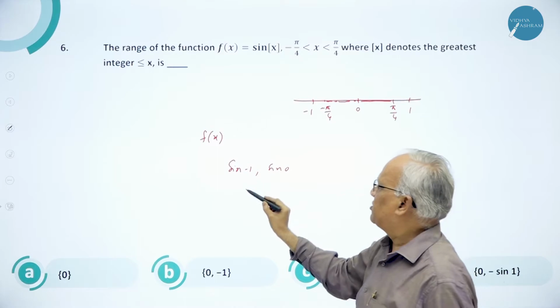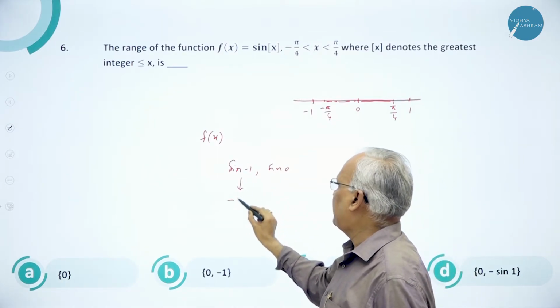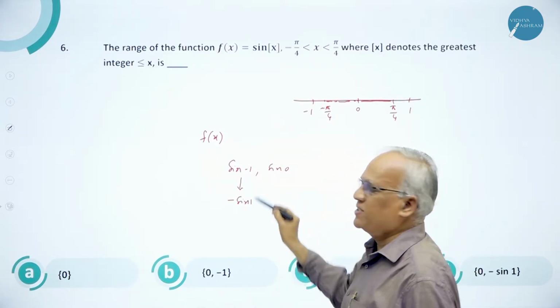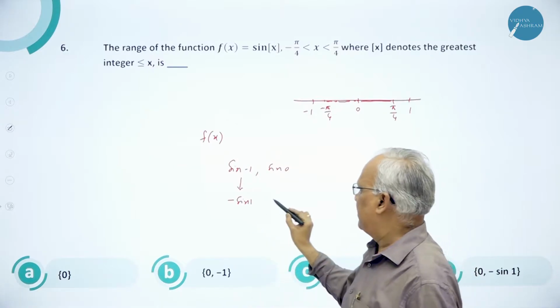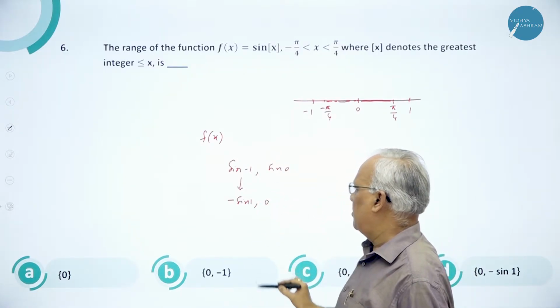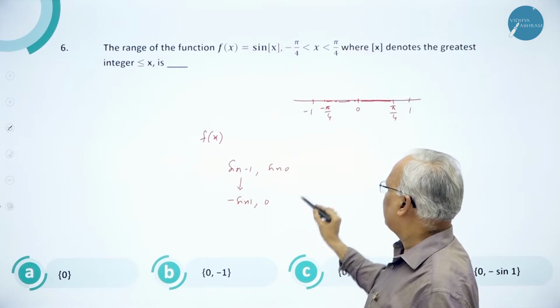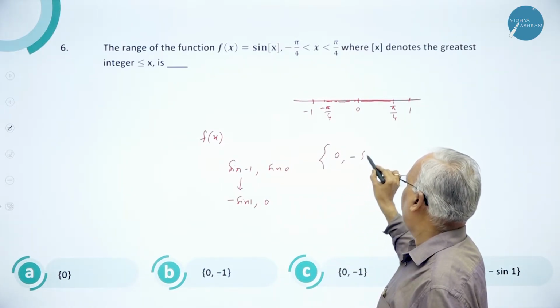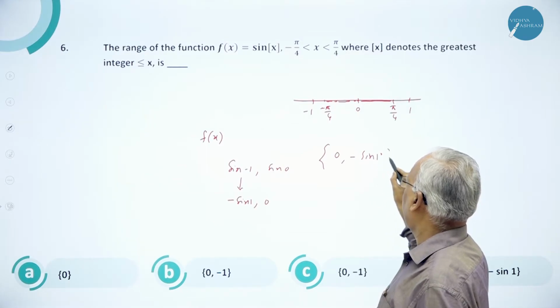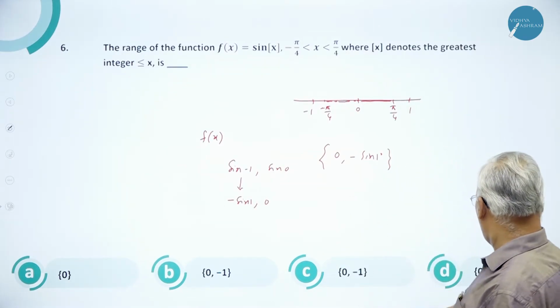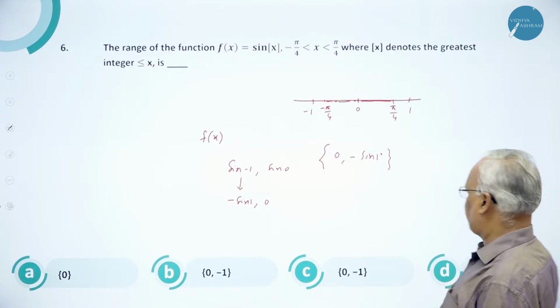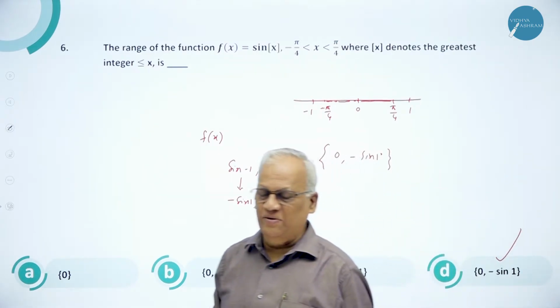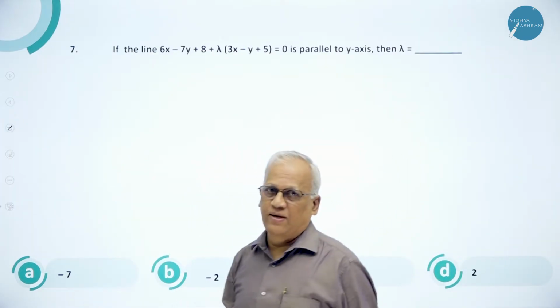So sine of minus 1, you know, it is minus sine of 1, because sine of minus theta is minus sine theta. Sine 0 is 0. Therefore, the range is the set consisting of 0 and minus sine 1 degree. Minus sine 1 degree. So this is the answer. 0, minus sine 1 degree. So the answer is D here. It's a good question.